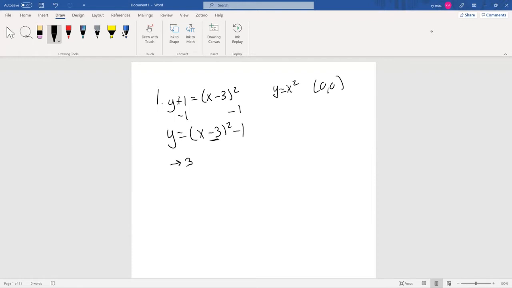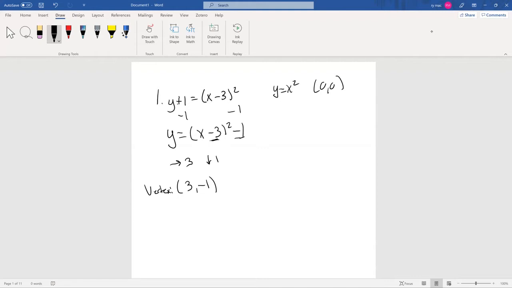Remember, it's always the opposite of what you think when it's inside the parentheses. So if it's negative, it goes to the right. If it's positive, it goes to the left. And then the 1 on the outside right here, a minus 1, that tells me it's going to be going down 1. So if it's going to the right 3 and down 1, that's going to tell me that its vertex is at the point 3 comma negative 1. That is our vertex.